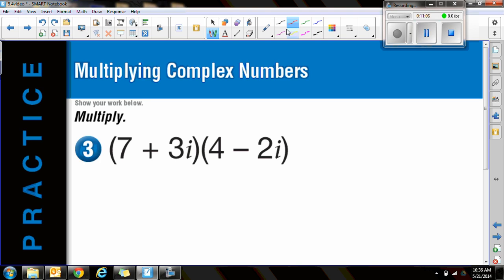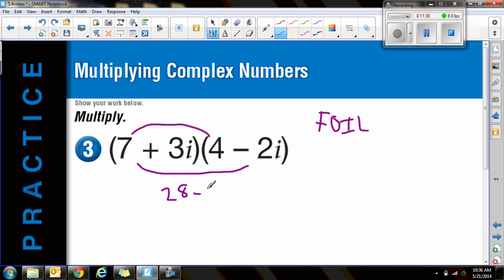Multiplication, once again, works exactly the same way. 7 plus 3i times 4 minus 2i. When I'm going to multiply these, I'm going to use exactly what you're hopefully thinking, and we're going to FOIL. So first, 7 times 4 gives me 28. Outside, 7 times negative 2i is going to be a minus 14i. Inside, 3i times 4 will be 12i. And last, 3i times negative 2i is going to be a negative 6i squared.